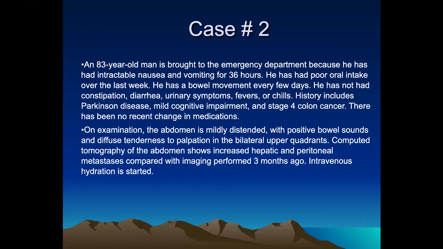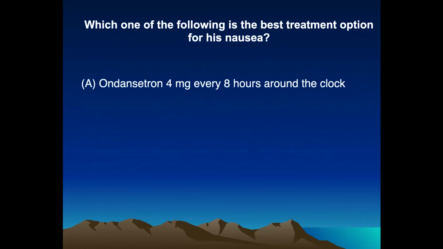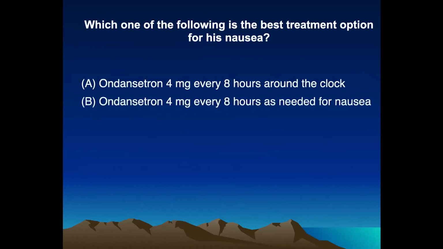The underlying cause is the intra-abdominal spread of the colon cancer to the liver and the peritoneal mass, causing that intractable nausea and vomiting. So which one of the following is the best treatment option for his nausea?